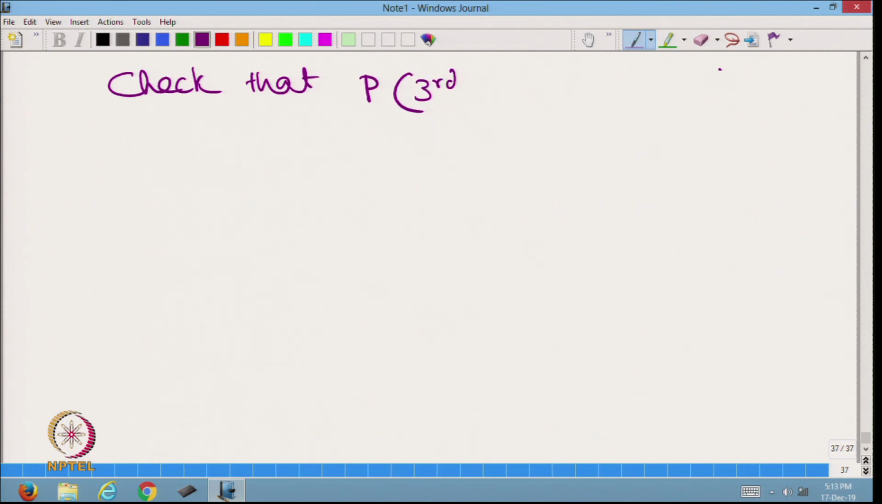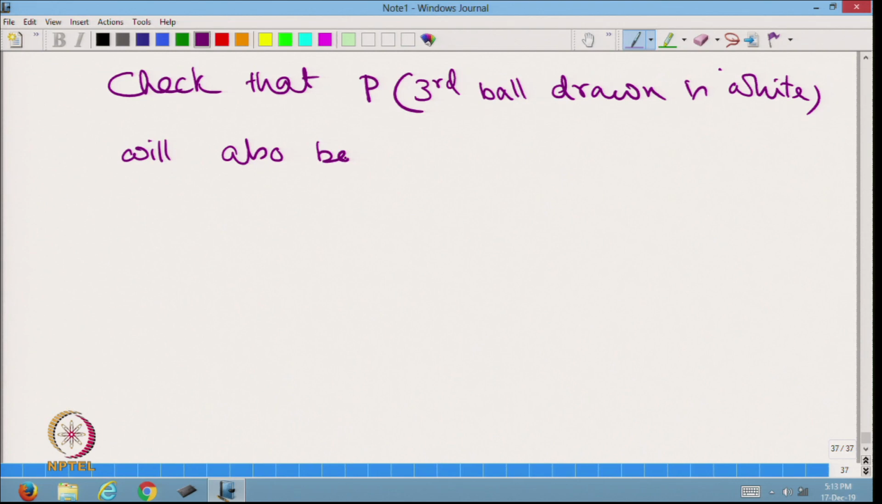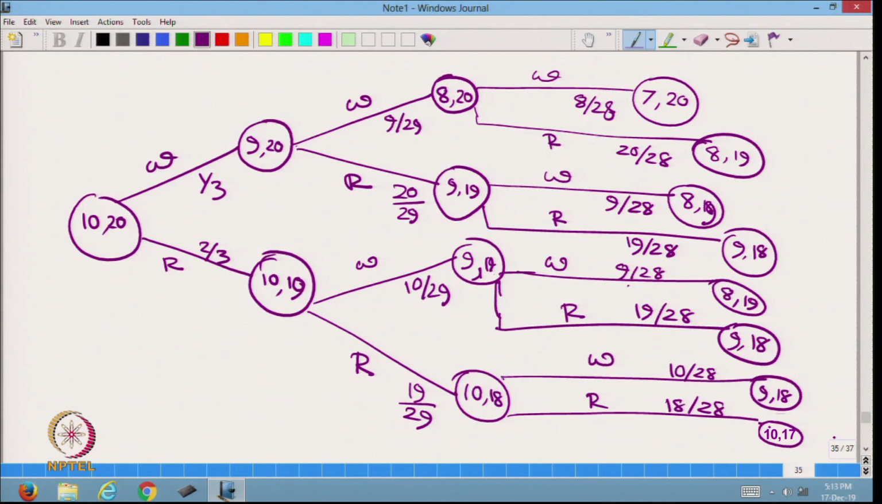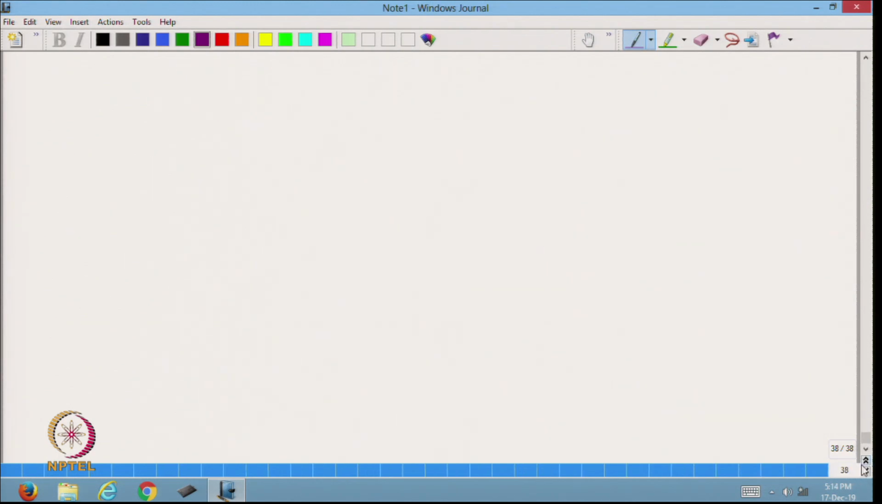Probability third ball drawn is white will also be 1 by 3. I have given you the base diagram. We have to make use of this diagram to find out that even in the third draw, if we are getting a white ball, then that probability is going to be 1 by 3. Okay, friends. Now, let me state a very important theorem which is called Bayes theorem.